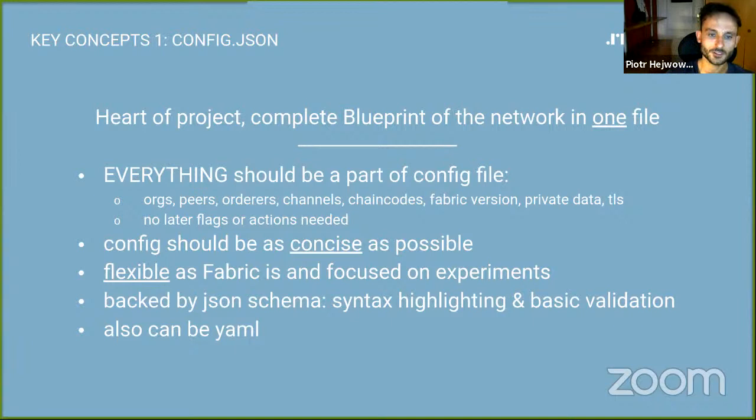And everything in config.json is covered by a JSON schema. So we can do some syntax highlighting to see some Fablo features. And also, thanks to it, we can do some basic validation. So what options can we use and what is not allowed in Fablo. Also, I'm going to call it config.json in this presentation, but I just wanted to say that we can also use YAML. So if you prefer that data format, it's absolutely not a problem.